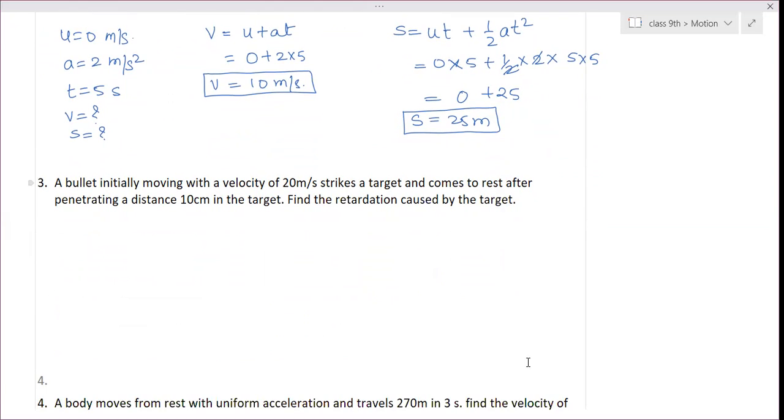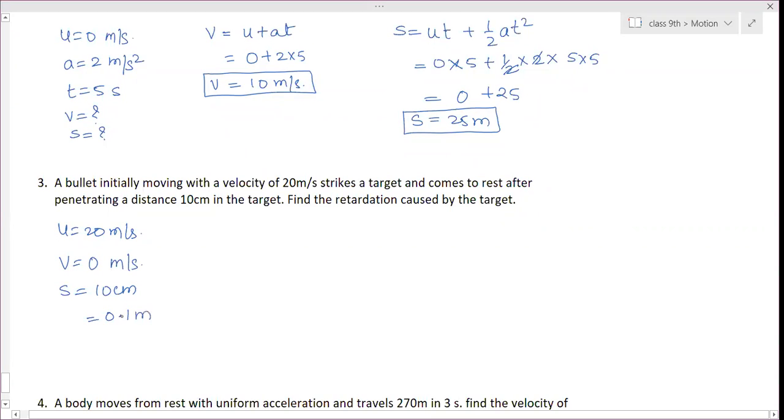So here it is moving with the initial velocity of 20 meter per second. So u will become 20 meter per second. It comes to rest, that means it has stopped. So final velocity will be 0 meter per second. Distance covered is equal to 10 centimeter, so convert into meters is 0.1 meter, because centimeter is a smaller unit, it is not an SI unit. We have to convert into SI unit. Find the retardation. That means A we have to calculate.